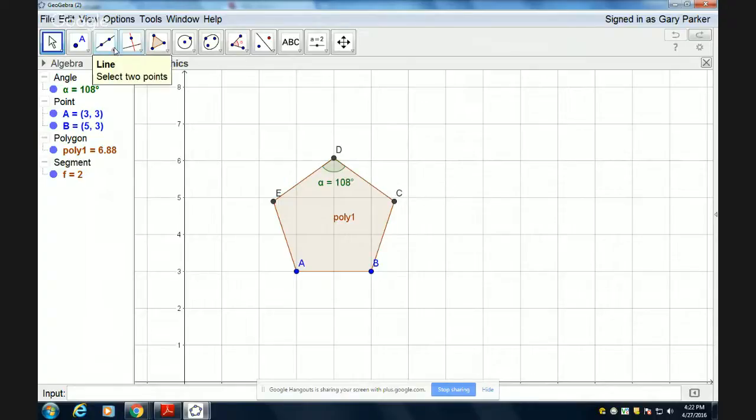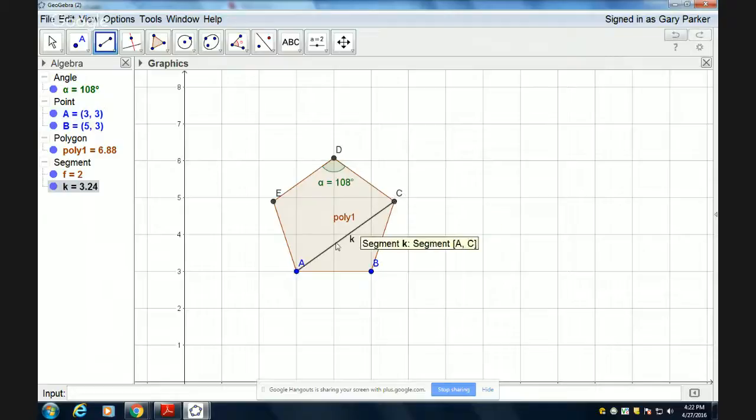So if I draw a segment, so let's bring up the segment tool, from A to C, that line is not an edge, but it would be called a diagonal. So a diagonal is any line segment that connects two non-adjacent vertices, even if it's not diagonal.